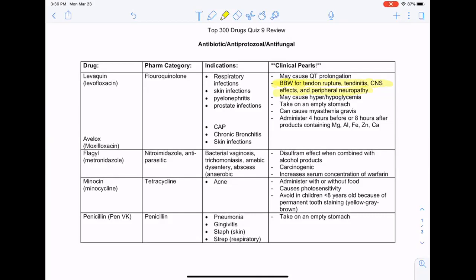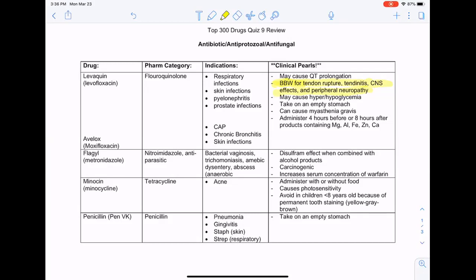CNS effects. You would want to counsel the patient to watch out for any changes in behavior or cognition, so anything going on with the brain. Those are going to be your CNS effects: balance, seizures, all of those things.